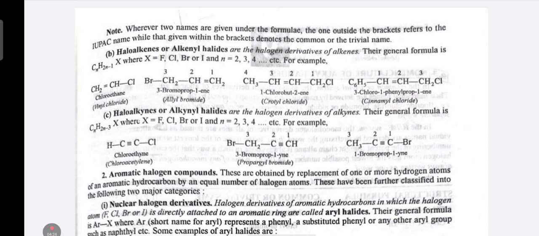Haloalkynes and alkynyl halides are the halogen derivatives of alkynes. Their formula is CnH2n-3X, where X is equal to chlorine, fluorine, bromine, iodine, and n is equal to 2, 3, and 4. For example, chloroethyne, 3-bromopropyne, 1-bromopropyne.